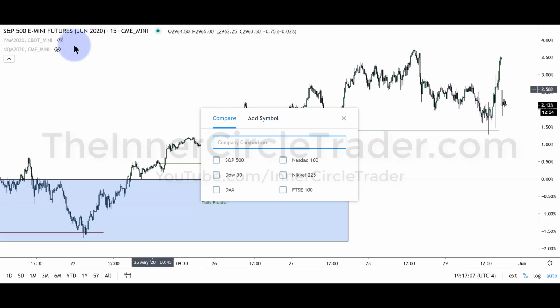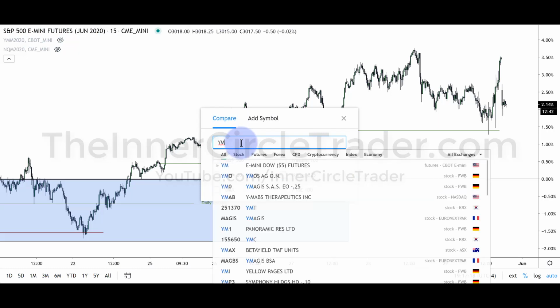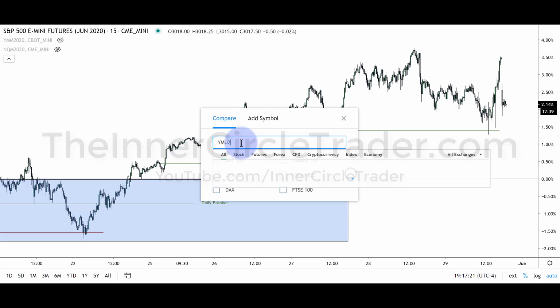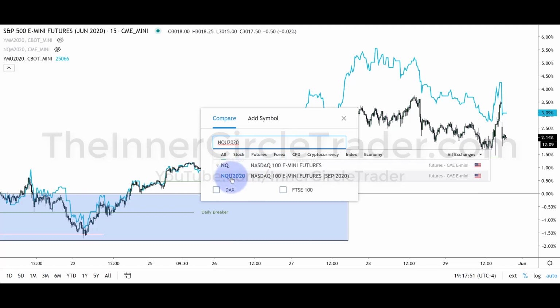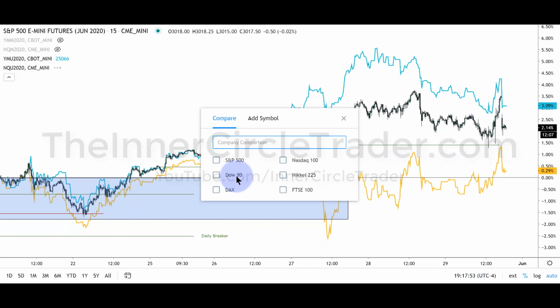But whatever you're using for the index future, like this here, S&P E-mini for June contract, the symbol for June is M, and you would load up YM, letter U for September 2020, which is the year. Okay, and then you would just click on this, and then it would add, there's your symbol, and that's your Dow. And then you would use NQU 2020. That's the NASDAQ E-mini futures for the contract month delivery of September. Click on that, and it adds it there.